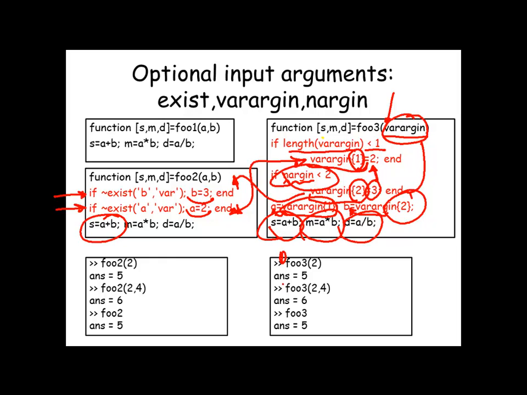And then once we finish up setting the defaults, we take the varargin 1, store it in a. We take the second element of varargin and store it in b, and calculate the sum, multiplication, and division. Since these function calls do not capture all of the returned arguments, MATLAB will again print only the first one, which is the summation.